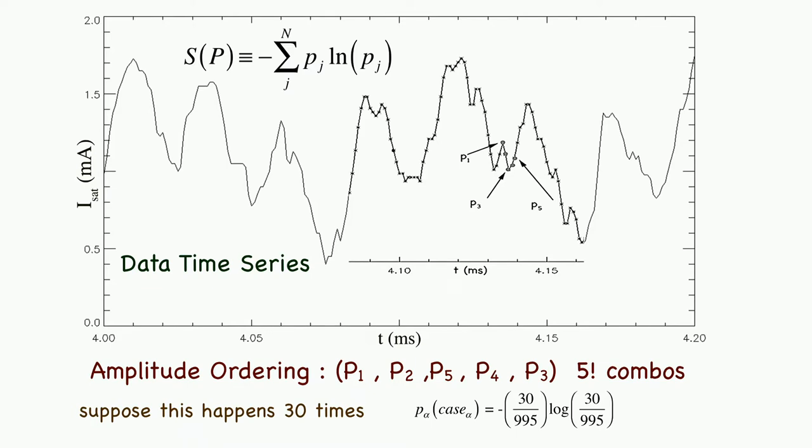But since there are 5 points, there's 5 factorial possible combinations. So then you go through the entire data stream and you ask, how many times does this P1, P2, P5, P4 happen? All right? So it turns out, just for this one example, it happens 30 times. There are 1,000 data points. So that's a probability, 30 over 1,000 minus the 5. And this goes into this quantity called permutation entropy, right? So it's a measure of disorder.